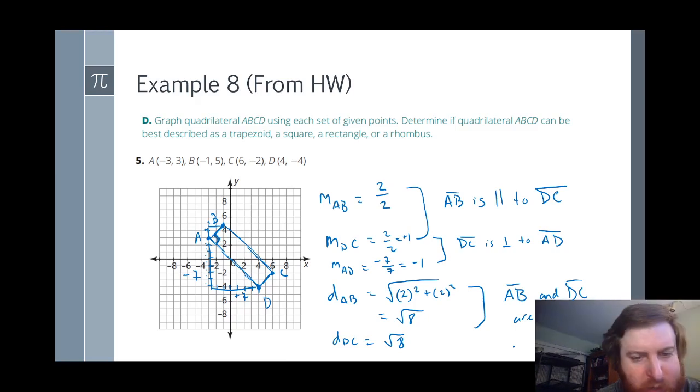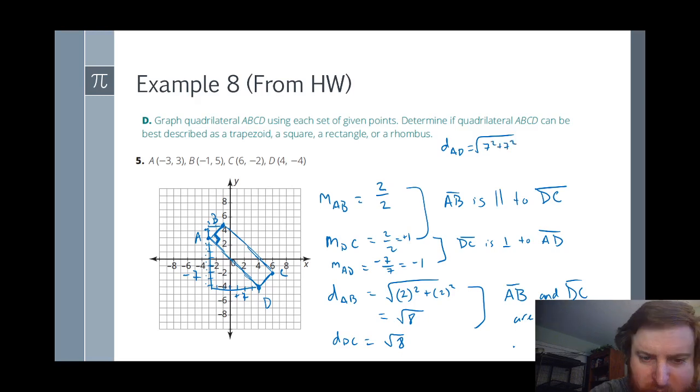Now, how do I know it's not a square? Well, looking at it, we know AD is not the same as AB, but if we just want to quickly show that with math, the distance between AD would be the square root of 7 squared plus 7 squared, right? The 7 and the 7. So it's the square root of 49 plus 49 is 98. That's not the same as the square root of 8, right? So we know that DC is not the same length as AD. So now we can say, therefore, ABCD is a rectangle. Okay.